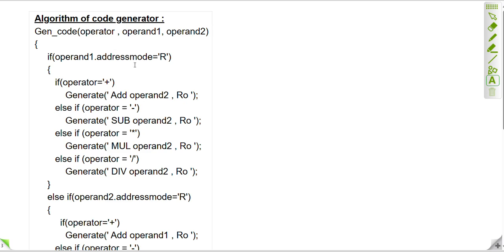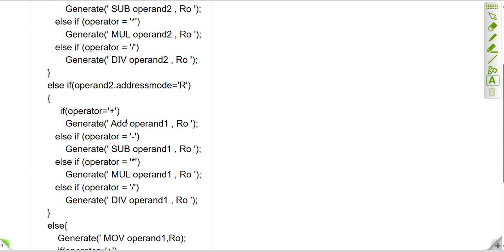First we check whether operand 1 is present in a register. How do we know whether it is present in the register or not? By accessing the address mode. If operand 1 is present in R, then we check what the operator is. If the operator is plus, we add operand 2 to R0. If the operator is minus, we subtract operand 2 from R0. If the operator is multiplication, we multiply, and if it is division, we divide.